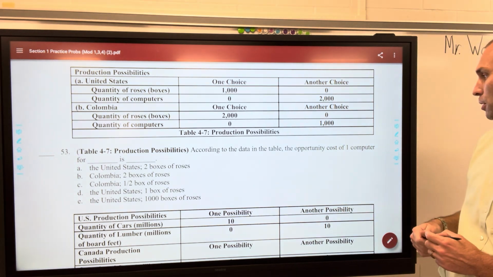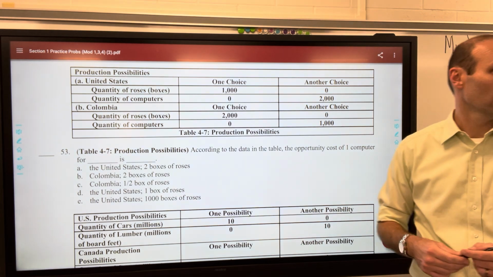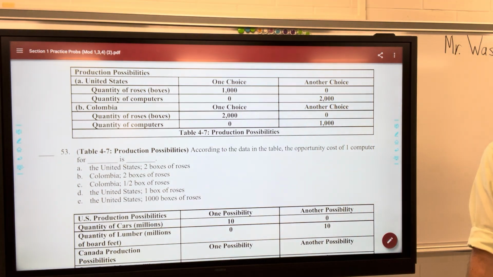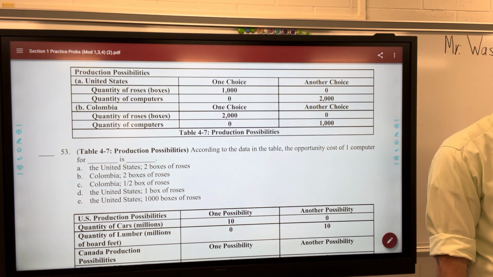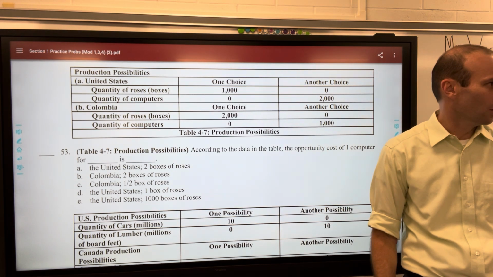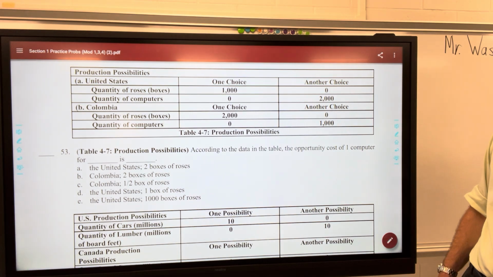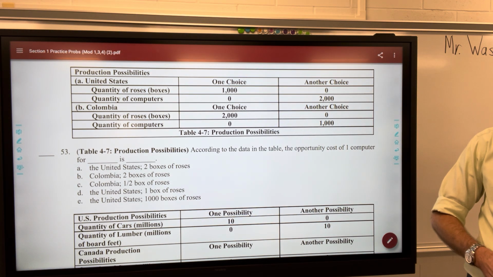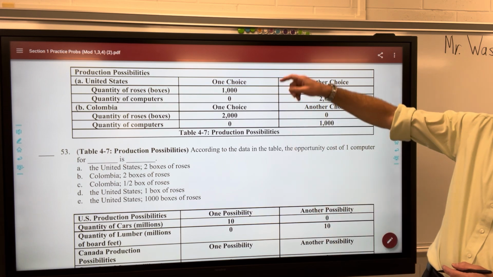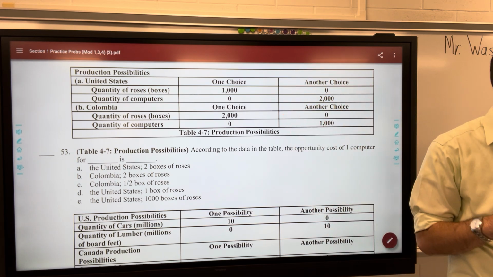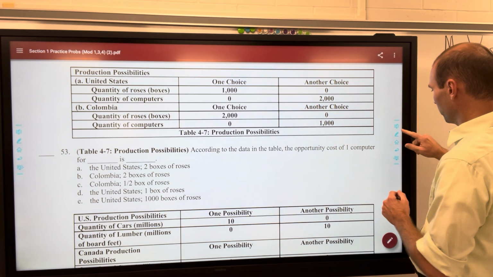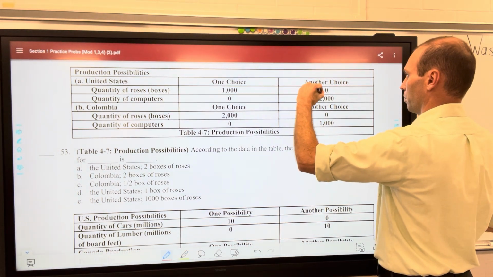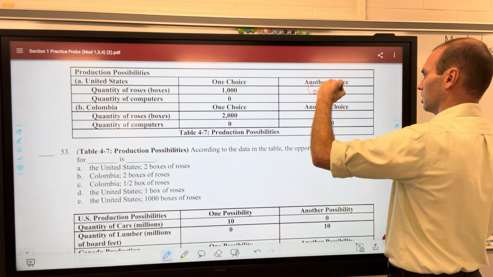According to the data, the opportunity cost of one computer is... you know what we're going to have to do if they want to know the cost of producing something? Math. Yeah, I know, it's going to be super hard. Okay, the opportunity cost of one computer is blank for blank. So US and Colombia, we have to solve for both, but we only need to solve the computer one. Okay, so we want to find the cost of one computer.